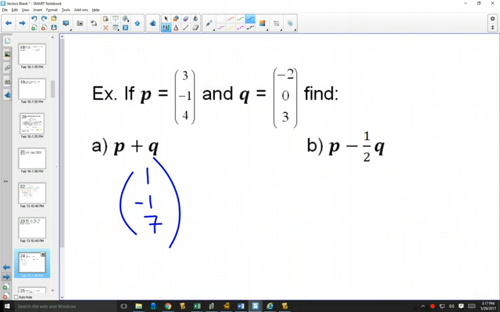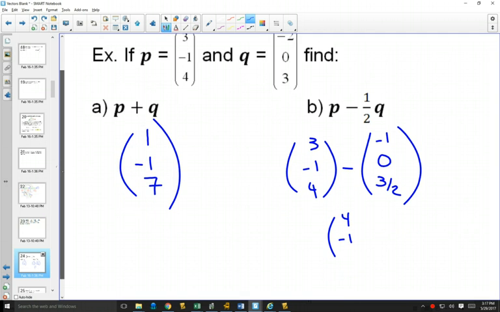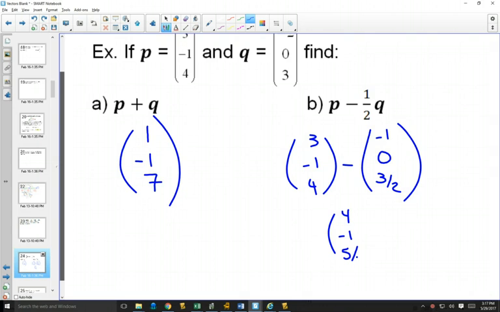P minus half of Q, so this will be 3, -1, 4, minus, and if I cut these in half, 0, 1, and 3 halves, and subtract those, we're going to get 3, -2, and 4 minus 3 halves will be 8 halves minus 3 halves, 5 halves.